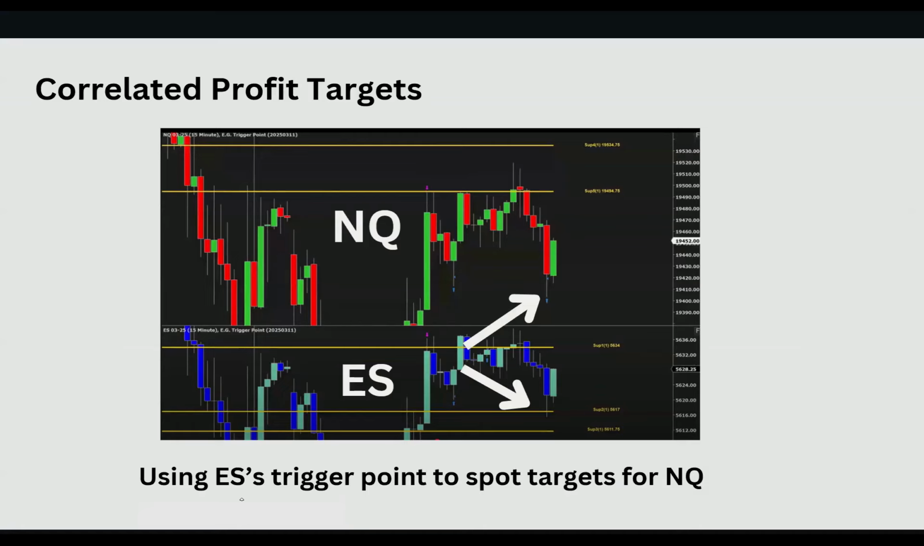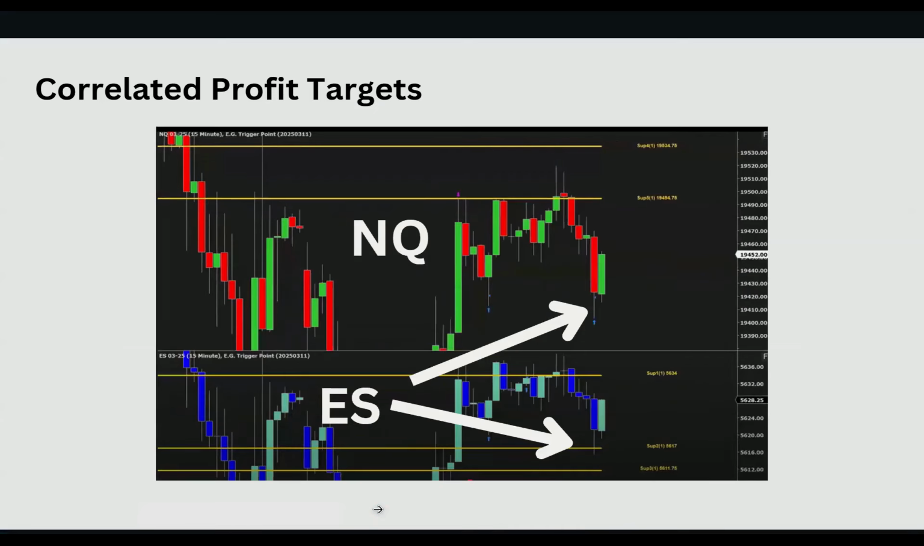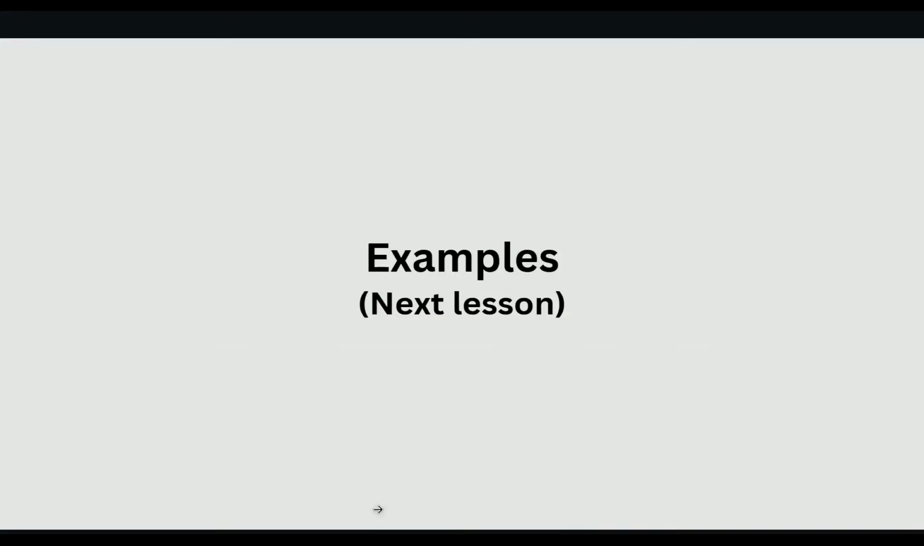However, sometimes there can be a large distance between them, and this can make you feel unconfident to hold the position that long. In this example, I used the ES support level as my profit target for NQ, and it worked out nicely, as you can see. So when you are in a short position, a correlated asset's support level can be considered as a profit target. Now let's take a look at a few examples.